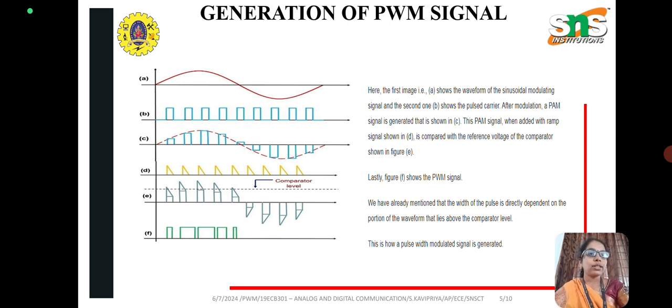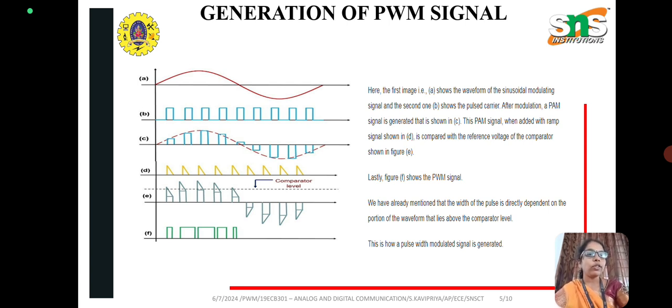The first image shows the waveform of a sinusoidal modulating signal. The second one is the pulsed carrier. After modulation, a PAM signal is generated, which is shown in figure C. This PAM signal, when added with the RAM signal shown in figure D, is compared with the reference voltage of the comparator, which is shown in figure E. Lastly, figure F shows the pulse width modulated signal.